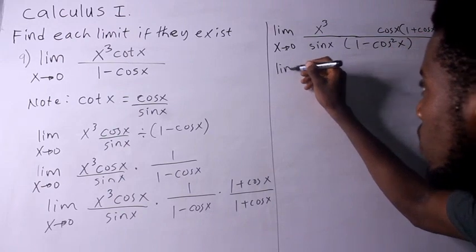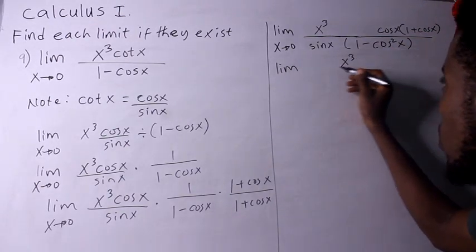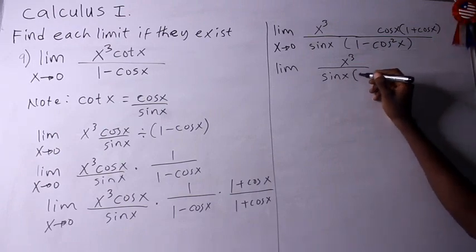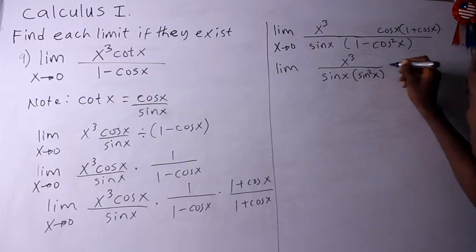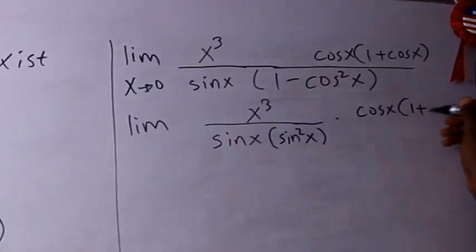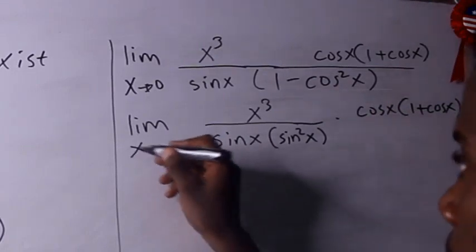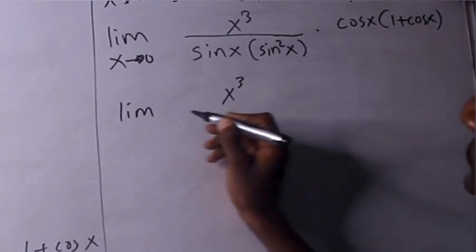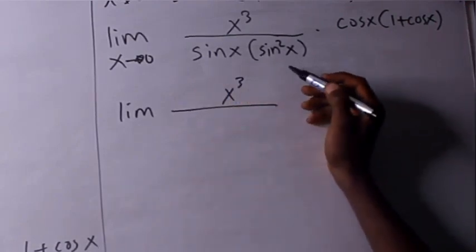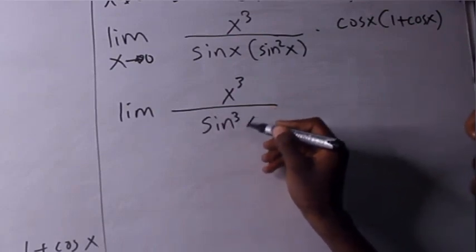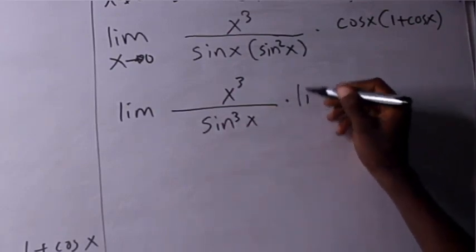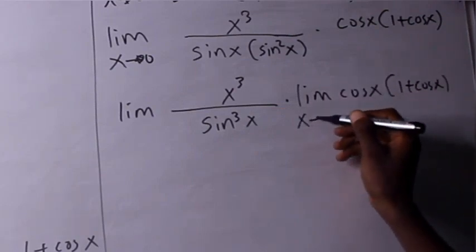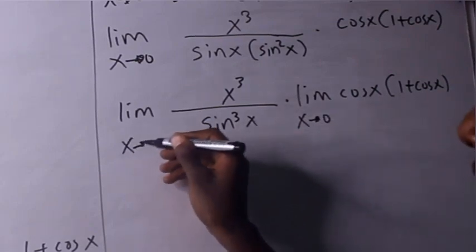And if I do that, I will have the limit of x cubed all divided by sine x times 1 minus cos squared x, which is sine squared x. Now I'm going to multiply this by cos x times 1 plus cos x. As x approaches 0, I'm going to have the limit of x cubed all divided by sine x times sine squared x, which is sine cubed x, times the limit of cos x times 1 plus cos x as x approaches 0.